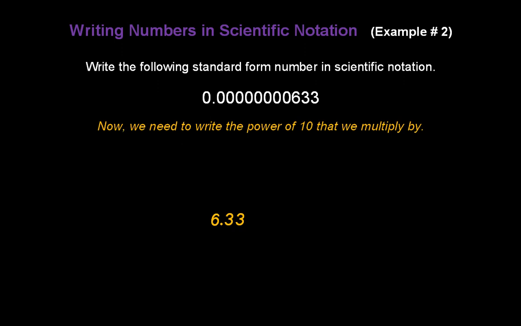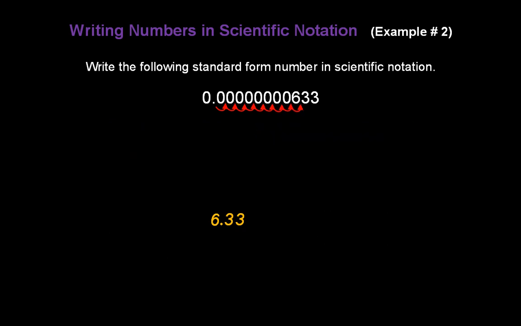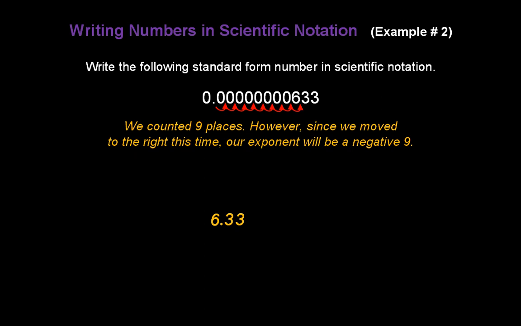Now we need to write the power of 10 that we multiply by. And we find that by counting the number of places we moved to get the original decimal between the 6 and the 3. 1, 2, 3, 4, 5, 6, 7, 8, 9. We counted 9 places. However, we moved to the right this time, so our exponent is going to be a negative 9. So the answer is 6.33 times 10 to the negative 9.